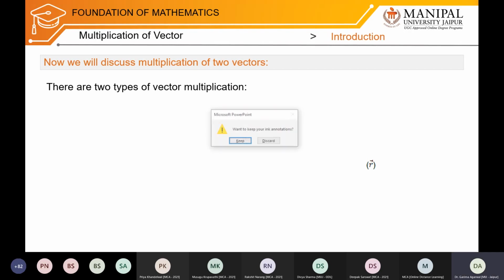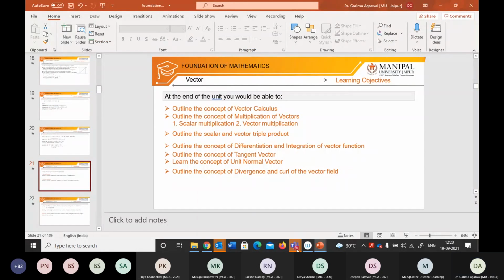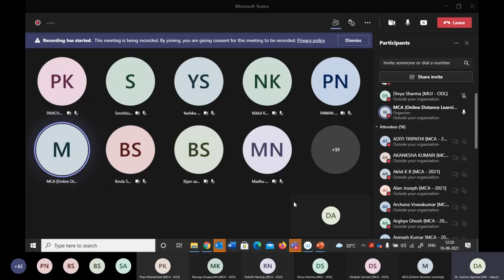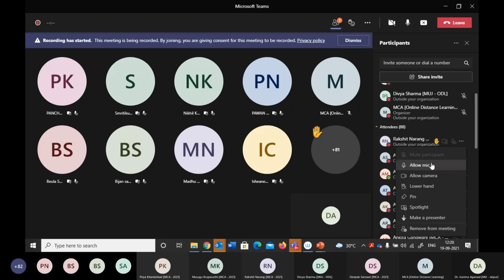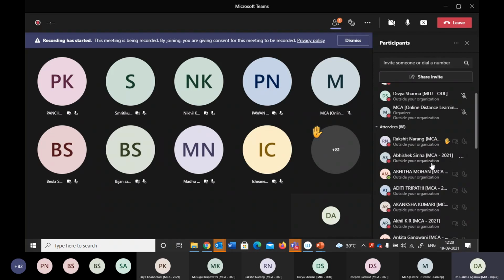Now multiplication of vectors. First let me take your questions. If you have any problem in that part of vector, please raise your hand. Yes, Rakshit, please unmute yourself and you can ask your question.